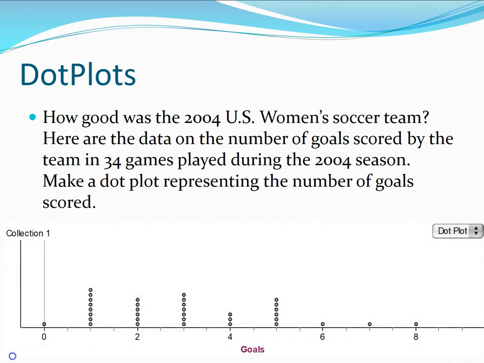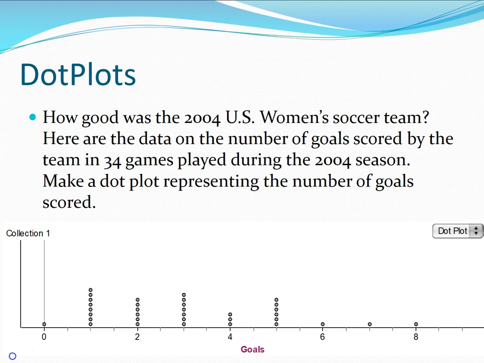Dot plots are very common. We see these a lot. And you can see across the bottom we have a label, goals. And you can see very quickly the range from 0 to 8. 8 was the maximum. 8 only happened one time. 0 happened one time. And the one that happened the most was 1. It happened 8 times. So dot plots are very common.